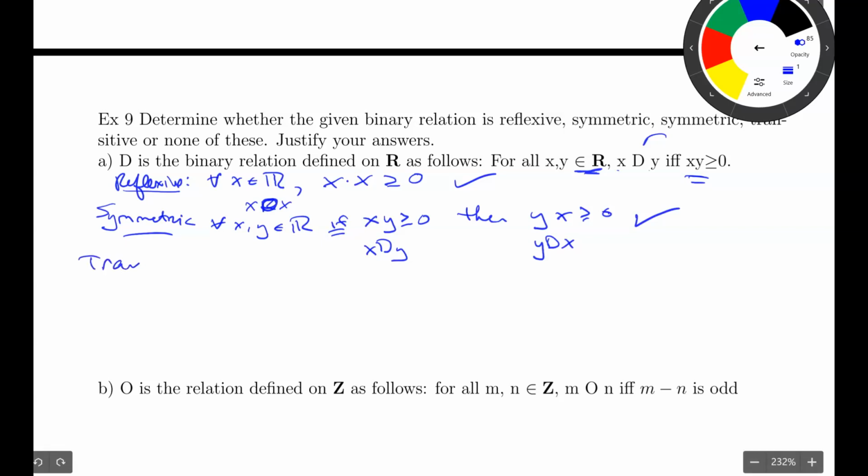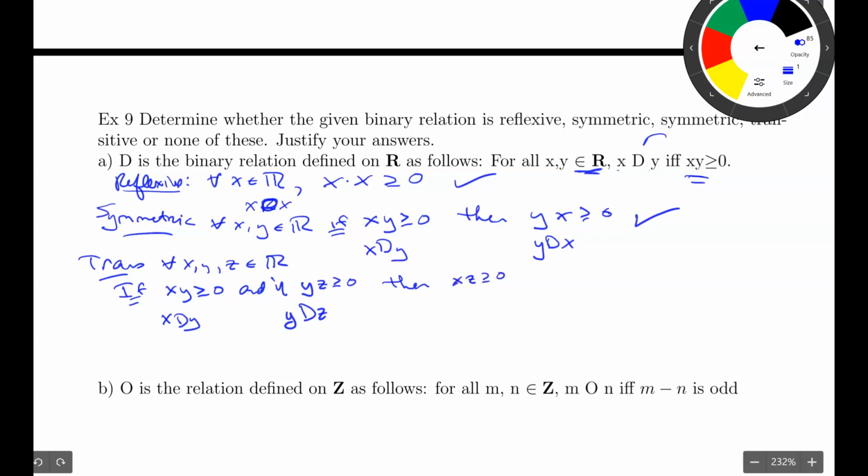Okay, so transitive. So for all x, y, z in the reals, so again, this has ifs. So if xy is greater than or equal to 0, that would be x is related to y. And if yz is greater than or equal to 0, that would be y is related to z. Then I'll get xz is bigger than or equal to 0.